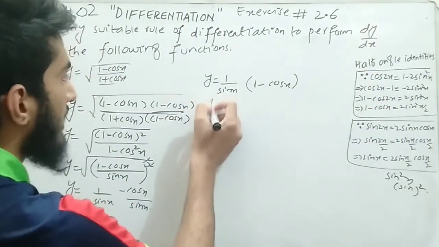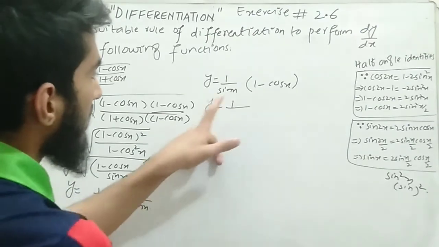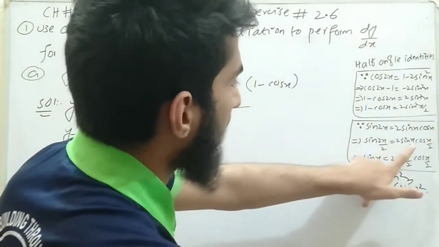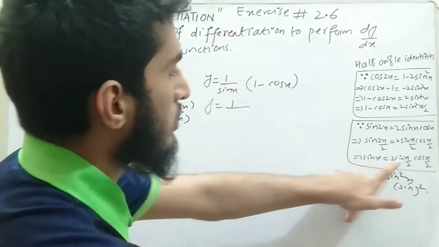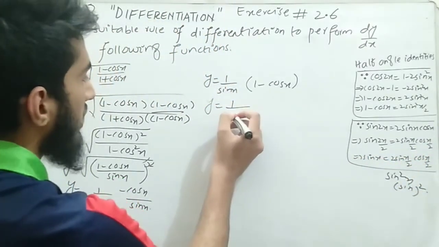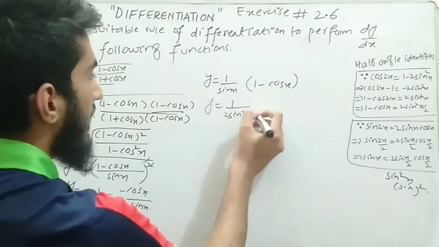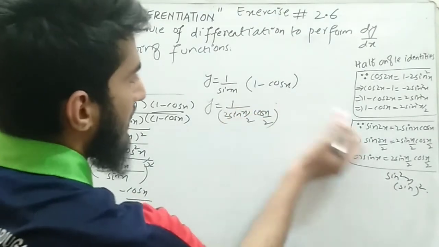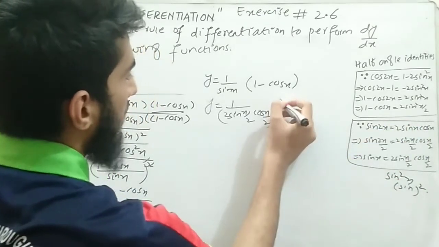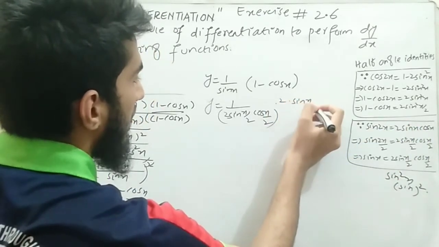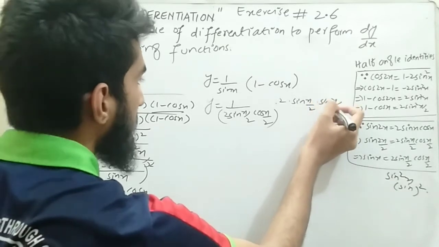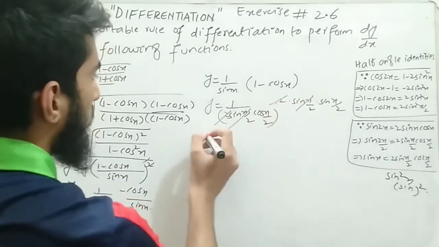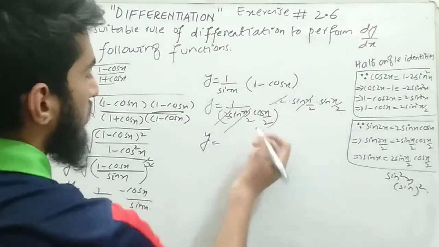So putting the values, it becomes y is equal to 1 over the value of sin x. Sin 2x is 2 sin x cos x, so the value of sin x is 2 sin x by 2 cos x by 2. So put here 2 sin x by 2 and cos x by 2. In the numerator we are left with 1 minus cos x, which is 2 sin square x by 2, so it can be written as 2 sin x by 2 times sin x by 2. Now sin x by 2 and 2 cancel with 2 and sin x by 2, so we are left with y is equal to sin x by 2 over cos x by 2.